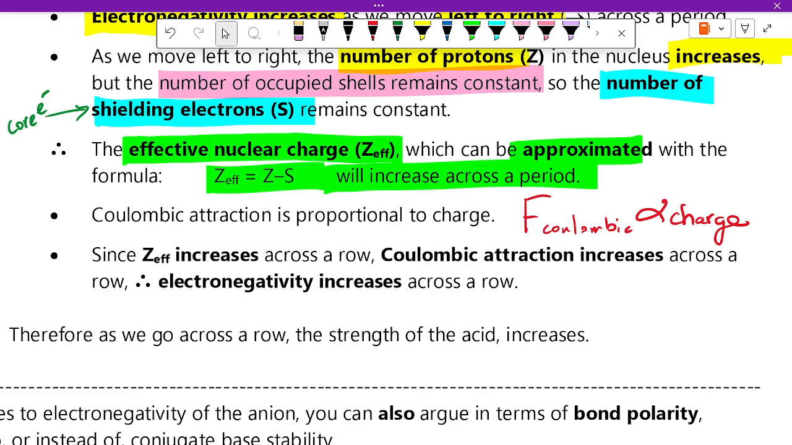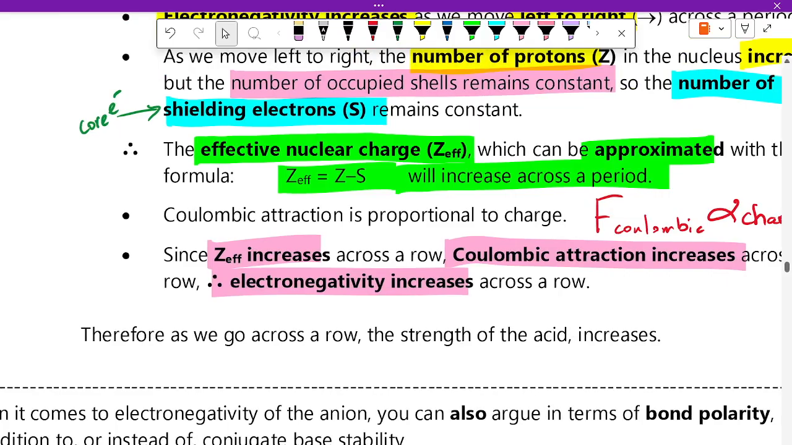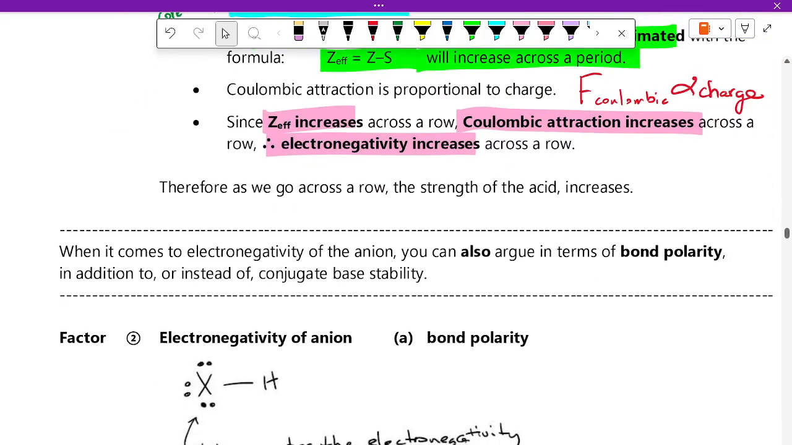Anyway, since Z effective is increasing, Coulombic attraction increases, and therefore electronegativity increases across a row. So I think you might be able to get away with that last sentence there. And therefore, as we go across a row, the strength of the acid increases.